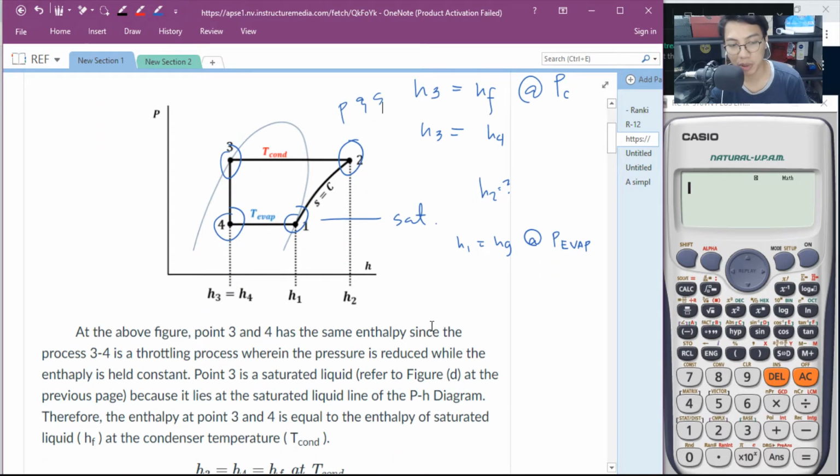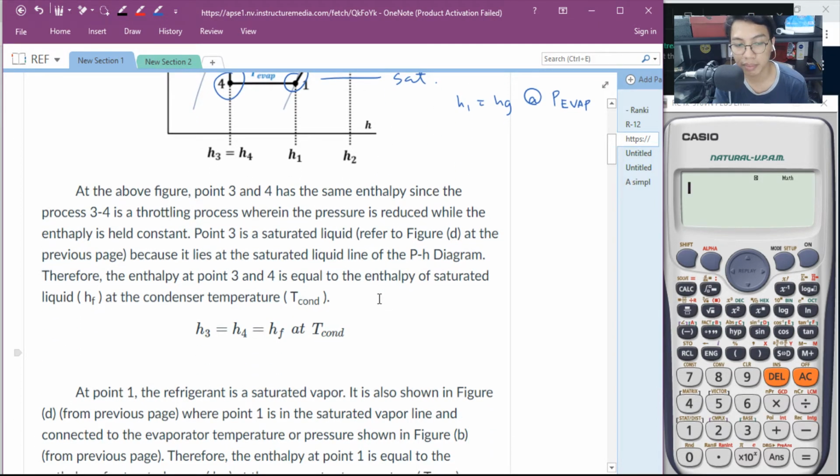At the above figure, point 3 and 4 has the same enthalpy since the process 3 to 4 is throttling or constant enthalpy process. Okay. Now, point 3 is saturated liquid. So, saan po pupunta niyan? Refer to the saturated liquid tables of the refrigerant. Kaya nga pinahanap ko kayo ng tatlong refrigerant. And then, we can see, ito na yun. Sinimplify ko na. H3 will be equal to H4 and then HF at temperature of the condenser.